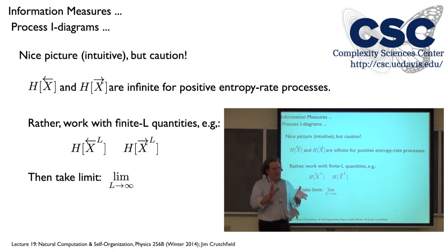So it's kind of, you use the information diagram to get some intuition about what quantities you're working with and what the relationship is. But then when you want to make statements about what's going on, you work with block entropies and then take the appropriate limits. Does it matter that we have infinite entropies?